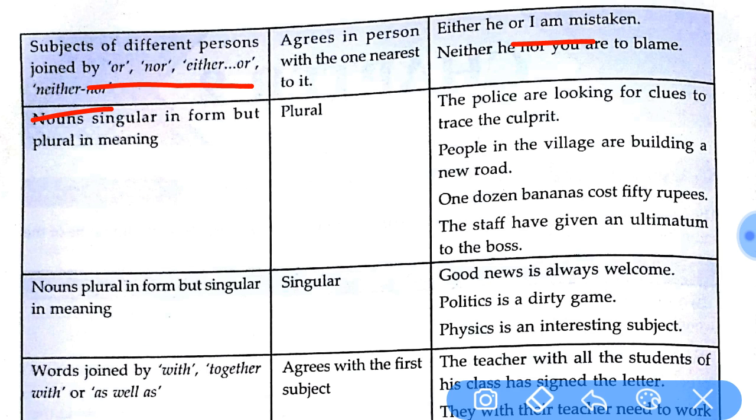Nouns singular in form but plural in meaning. For example, the police are looking for clues to trace the culprit. The police could be a singular person or plural persons. So we have here "police are looking", the police in general. Say, one dozen bananas cost. It's a plural form, expressing a plural meaning.